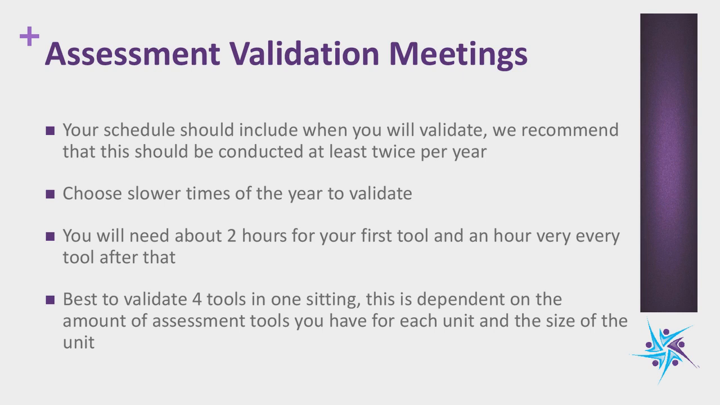So when you hold the meetings, your schedule should include when you will validate, so what date, or month, you can do it by month. We recommend that this should be conducted at least twice a year. You should hold 2 validation sessions a year. I recommend that you choose slower times of the year, like January or mid-year, June, July. But you'll know better with your own RTO when is the slower time of the year.